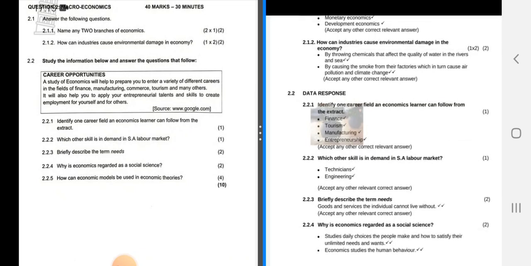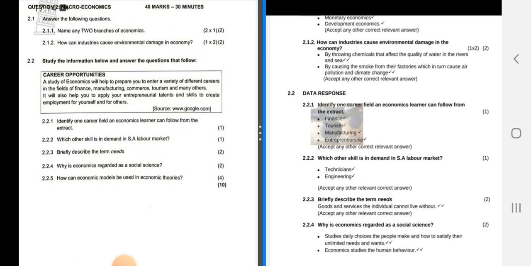And then 2.2.2 says which other skills are in demand in the South African labor market. So that is technicians and engineers. You can even say chartered accountants, you can say doctors. Here they will give you any relevant answer as long as you have stated a skill that is in demand in the country. Okay.